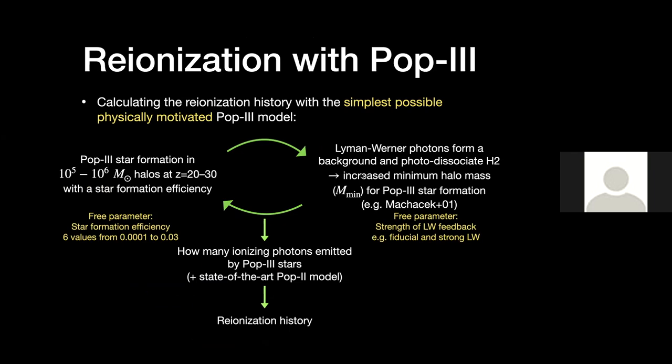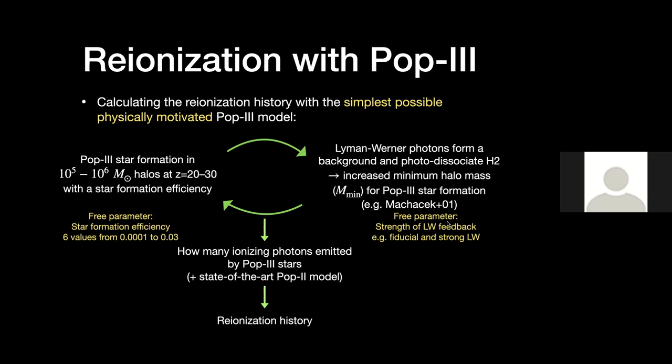So that basically refers to this minimum halo mass for POP3 star formation, which we manipulate by manipulating a fitting formula from a pretty state-of-the-art model in the literature. And then if we iterate between these two ingredients, we can get the resulting POP3 star formation rates, and therefore how many ionizing photons are emitted, and therefore the resulting reionization history. So that's the idea here. And we want to vary these two free parameters as wildly as possible so that we can explore a very wide range of parameter space of POP3 star formation, and therefore explore all possible reionization histories.